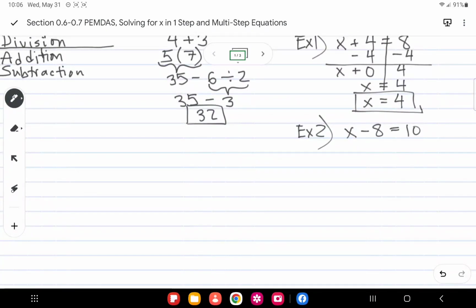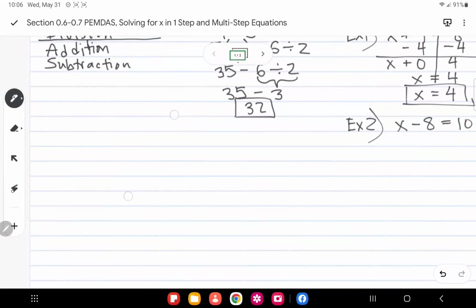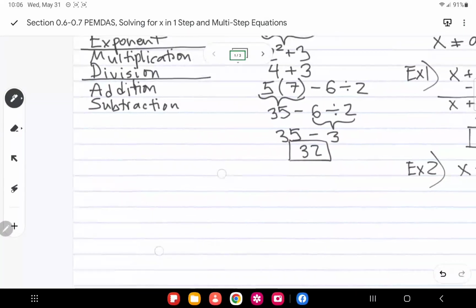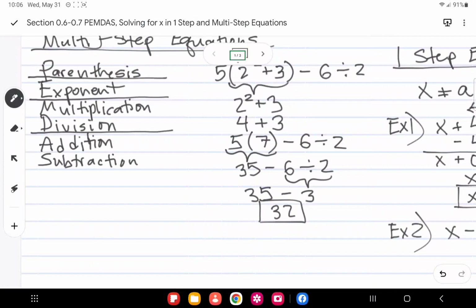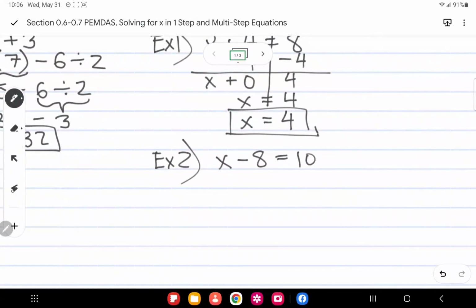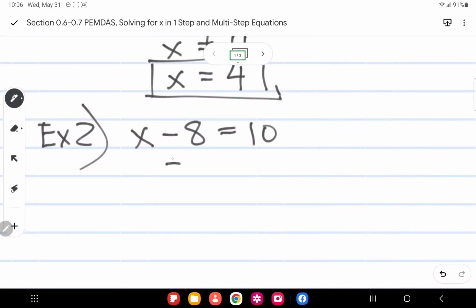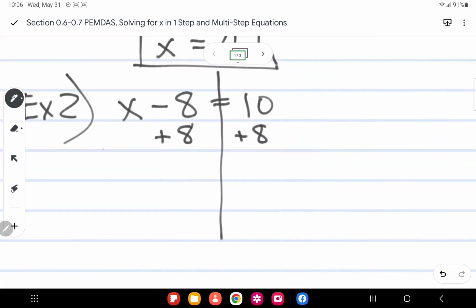So, you notice that you're subtracting 8 from x, and going into the set of rules here, the opposite of subtraction is addition. So we're going to add 8 to both sides. Remember, we have to create a wall. Whatever you do to the left, you do to the right.